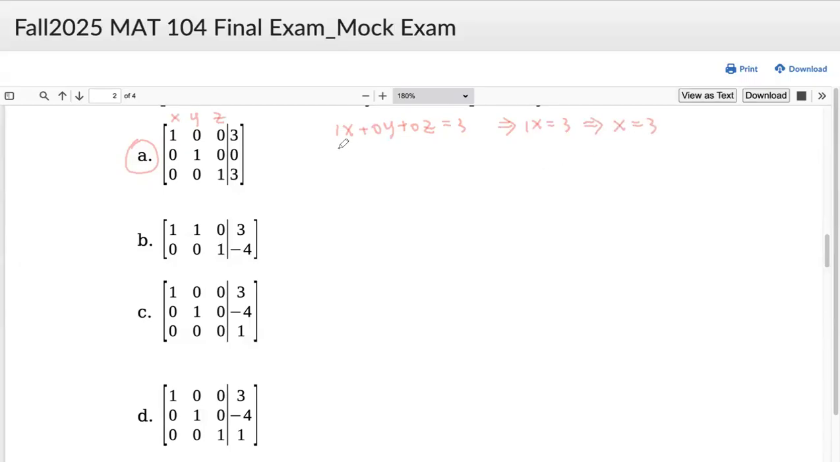So similarly, the second row, we have 0x plus 1y plus 0z equals 0, simplified to y equals 0. The third one is 0x plus 0y plus 1z equals 3, simplified to z equals 3. So one unique solution, right? The solution is x value is 3, y value is 0, z value is 3. Now let's see B.